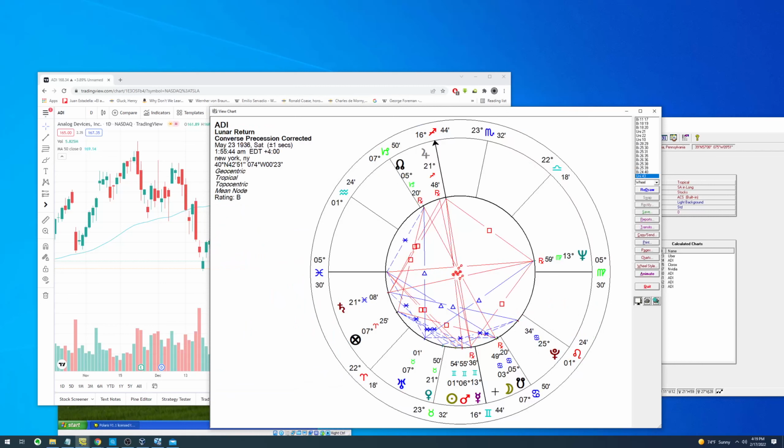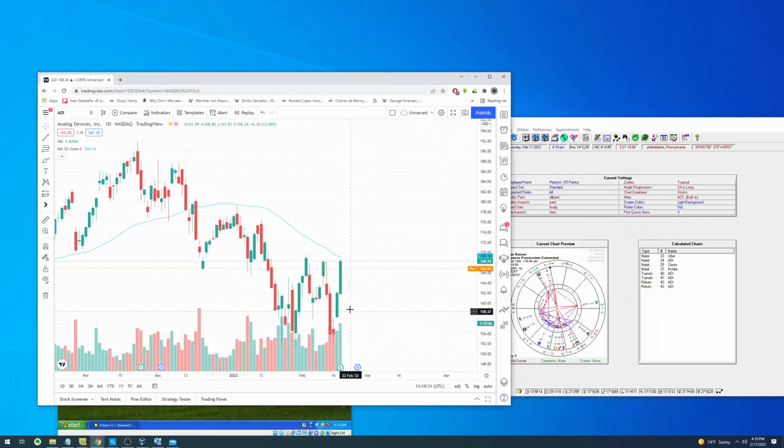Look at this precessed lunar return. The Mercury-Jupiter opposition, I mean, it's not an opposition, it's very wide. You have Mercury opposing the midheaven and Jupiter in conjunction with the midheaven of the lunar return. A very powerful combination, especially when combined with the Jupiter on the midheaven conjunct Venus. And here we get the bullish candle. Of course, a positive reaction from the public to the stock, and the stock rises.